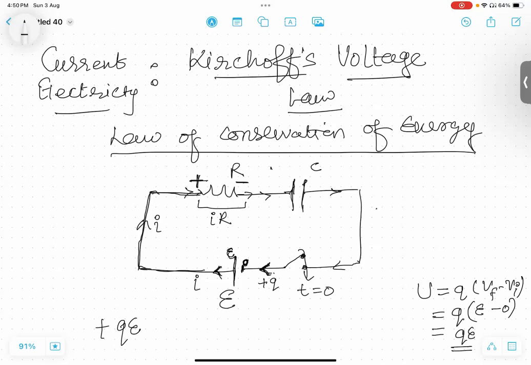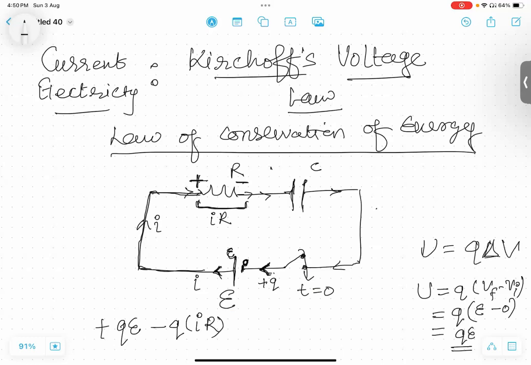So if the charge Q will cross this potential difference, it is going from higher potential to lower potential. So it must be losing some energy. How much energy is it losing? Minus, first of all, because it is losing, and second, how much potential difference it has crossed, through IR. So minus Q into IR. We know that the formula is simply Q into potential difference.